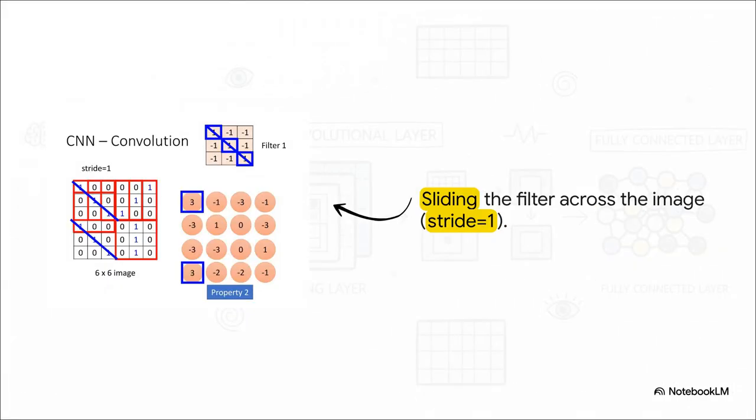Now watch how this builds in motion. That 3x3 filter physically slides across the larger image, step by step. We actually call that step a stride. As it slides, it calculates a score for every single region, scanning the entire grid to see if its specific pattern exists anywhere at all.